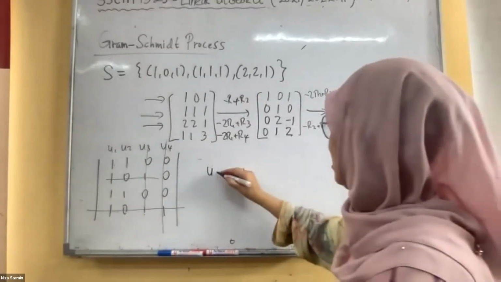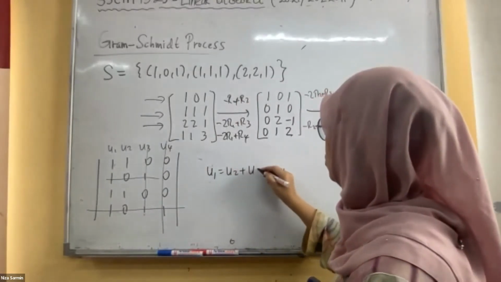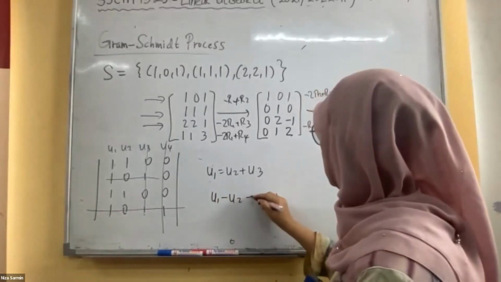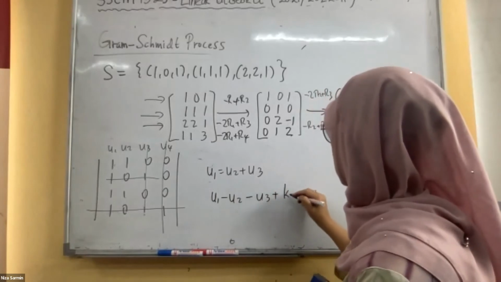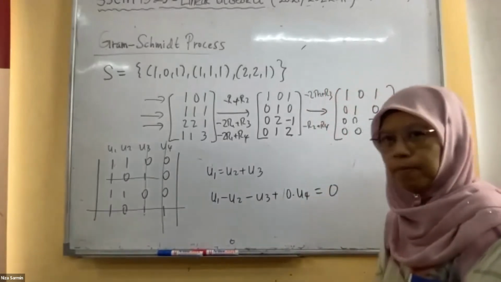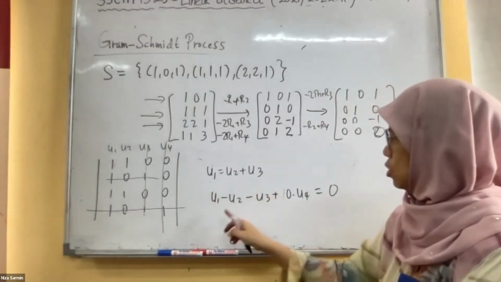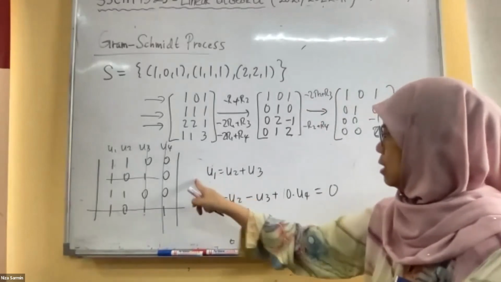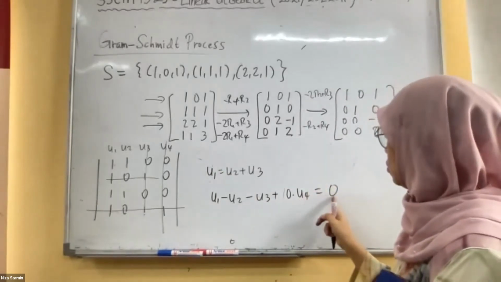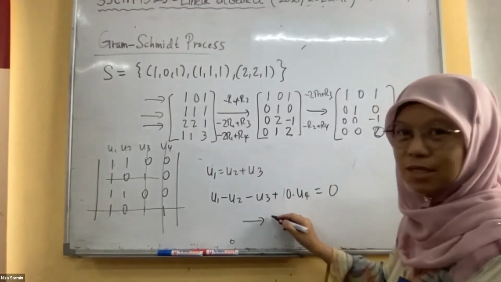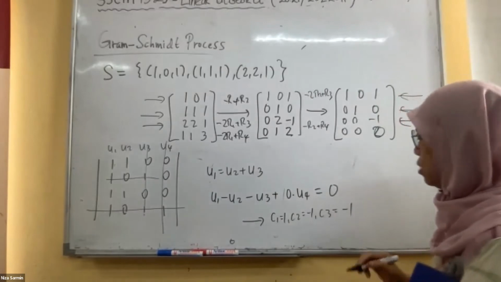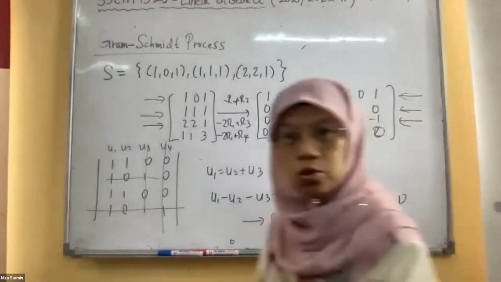by looking. U1 is actually U2 plus U3. So if I put U1 minus U2 minus U3 plus 0 times U4 equals 0. Yeah, because this is true. So I put U1, bring here, minus U2, minus U3. I need a U4, just multiply by 0. Is equal 0. This implies the C, right? C1 is 1, C2 is -1, C3 is -1. Not all equal to 0. So it's dependent.